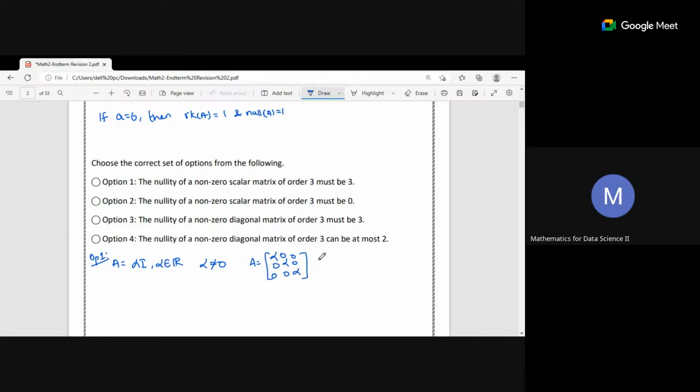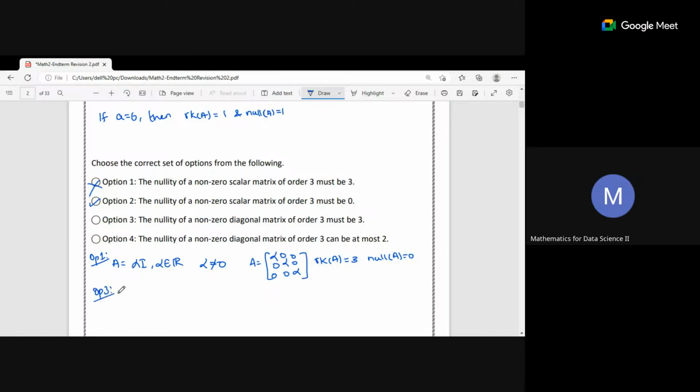Okay, so alpha is non-zero. What's the rank of this matrix? 3. So what should be the nullity? 0. Ma'am, I think we can infer it by saying that it has no independent variables. Okay, you can say it in any way.